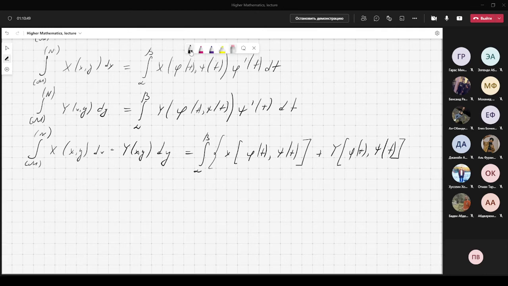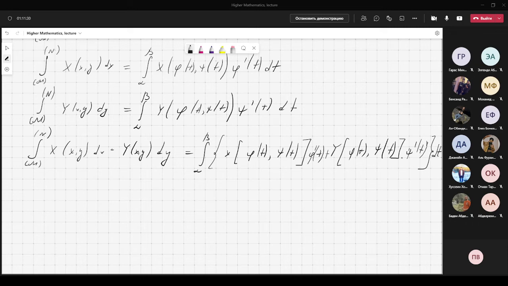Here, phi prime of t, I forgot the phi prime of t, psi prime of t, dt. This is the third formula for computing a line integral.